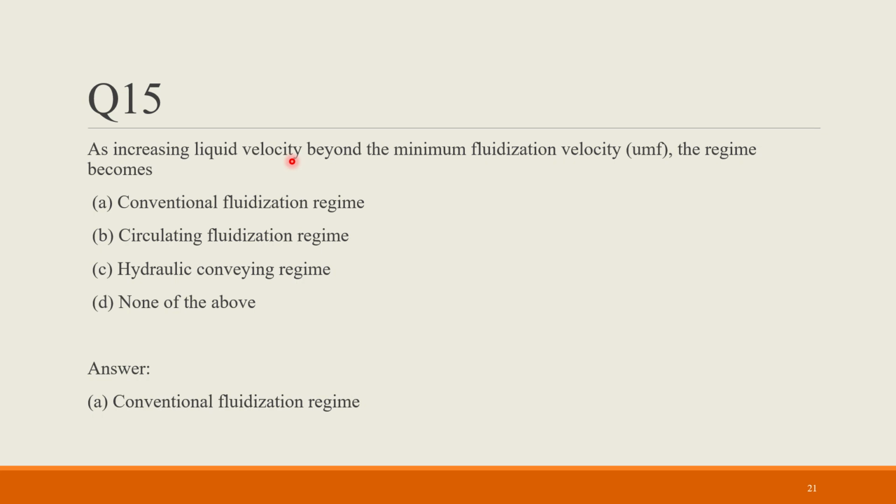So, when we are increasing the liquid velocity beyond the minimum fluidization velocity, in case of liquid fluidization, what we have seen, it would not be going to bubbling fluidization. Rather, we would experience smooth fluidization, right? So, circulating fluidization would be required when bubbles are formed and bubbles are getting transported, and in that way solids are also transported. So the answer is conventional fluidization regime. As increasing liquid velocity beyond the minimum fluidization velocity, the regime becomes conventional fluidization regime.